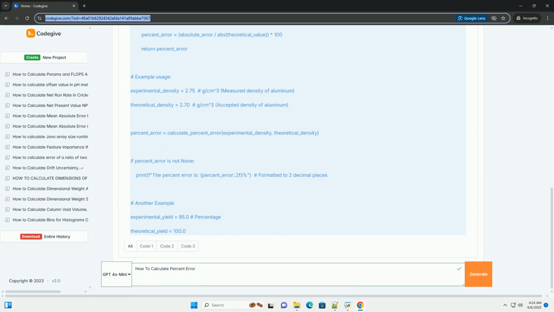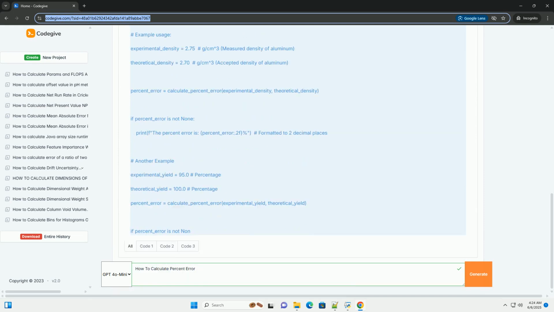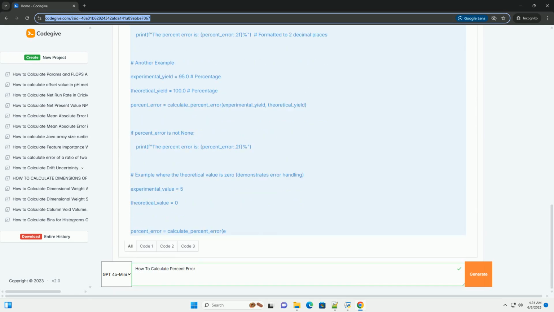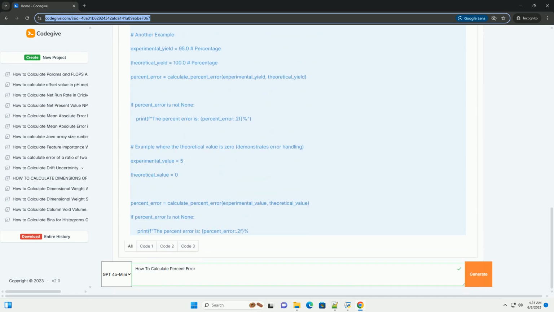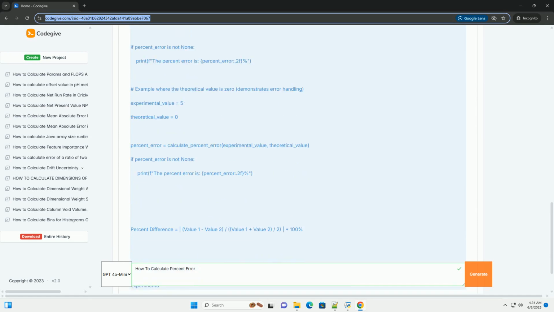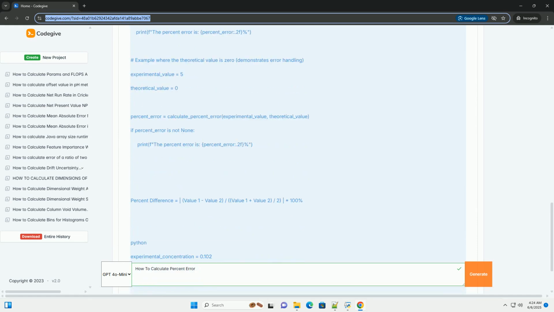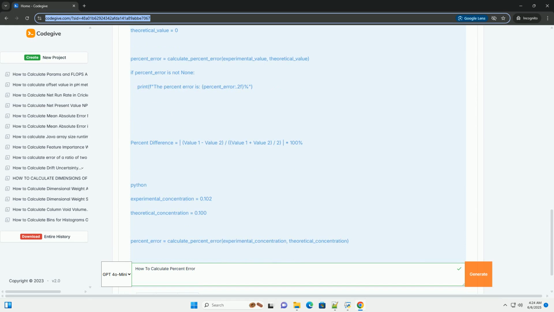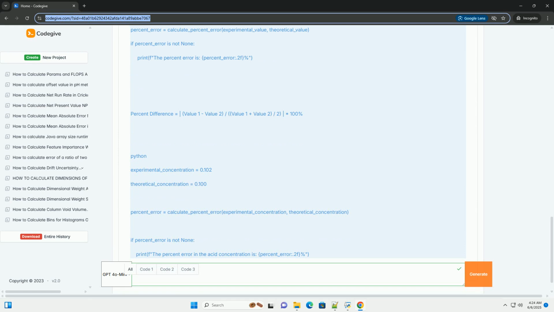Percent error is a vital metric used to quantify the discrepancy between an experimental or measured value and a theoretical, accepted, or true value. In simpler terms, it tells you how much your result deviates from what you expected or what is known to be correct, expressed as a percentage. It's a common tool in scientific experiments, engineering analyses, financial forecasts, and any situation where you're comparing observations to established standards. Why use percent error?